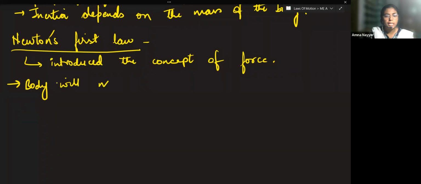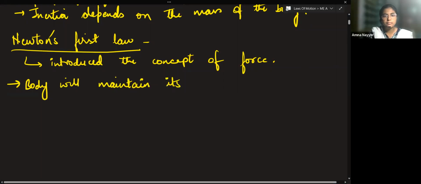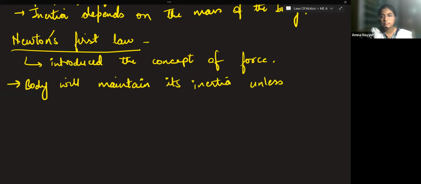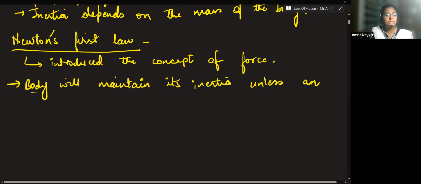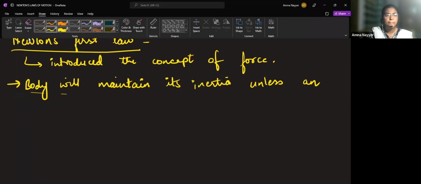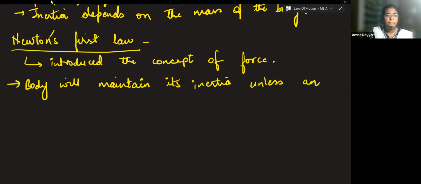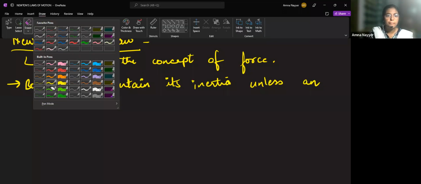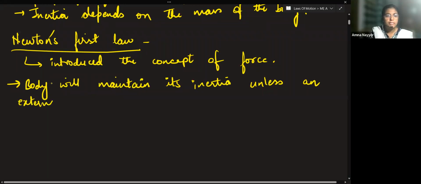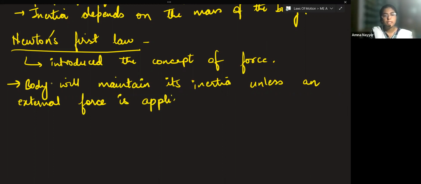So the statement is: a body will maintain its inertia unless an external force is applied on the body.